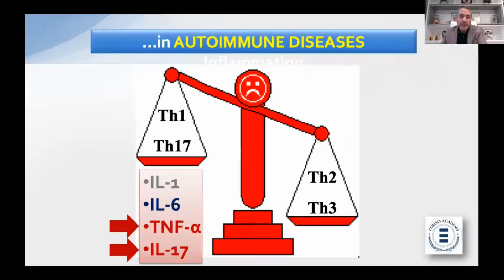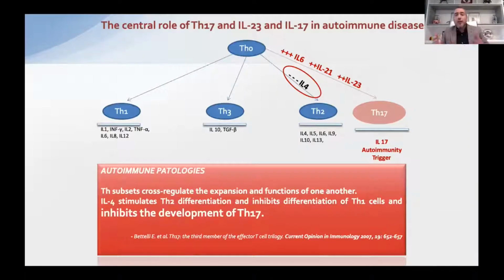In autoimmune disease, I see the important interleukins are interleukin 10 and TNF-alpha, and normally the only interleukin that controls autoimmune disease in Th17 is interleukin 4. It is the only interleukin that controls. The other interleukins add to it and stimulate Th17: interleukin 6, interleukin 21, and interleukin 23.